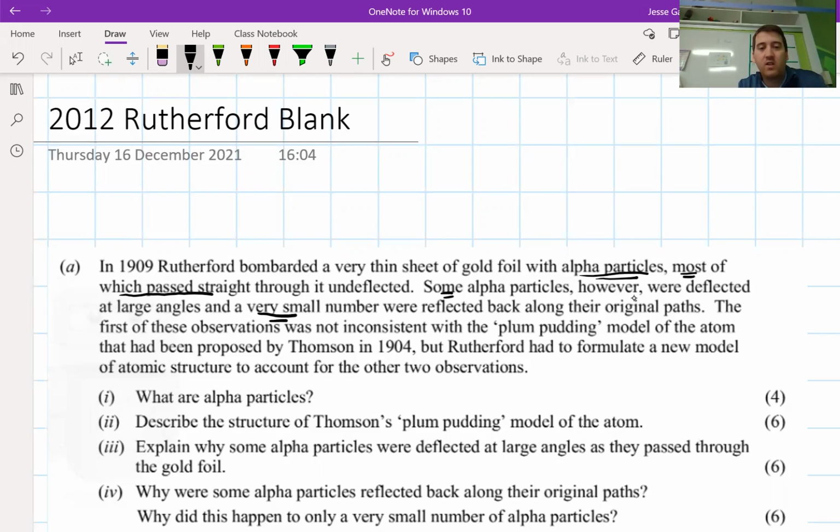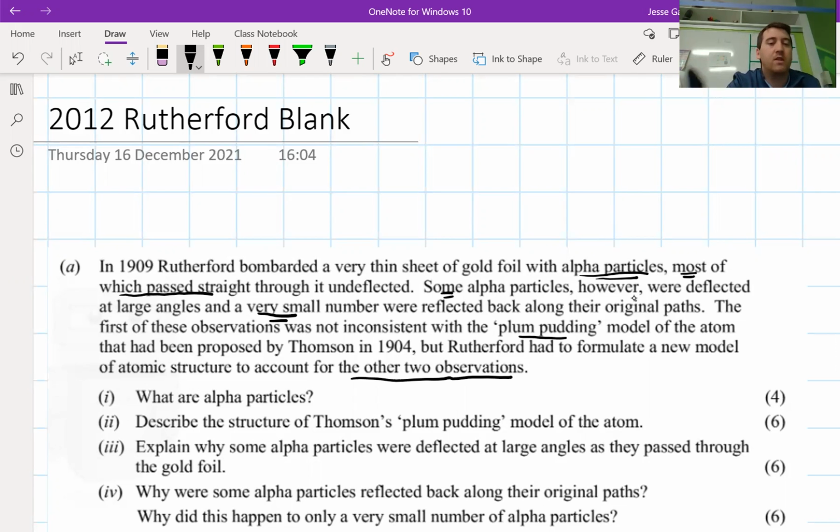The first of these observations was not inconsistent with the Plum pudding model of the atom, which had been proposed by Thomson in 1904. So it was not inconsistent, it matched the Plum pudding model. Again, we're probably going to be asked about this later on. Most of the alpha particles could go straight through that, but Rutherford had to formulate a new model of the atomic structure to account for two other observations. Some were deflected, and some came straight back. These were not expected from the Plum pudding model.